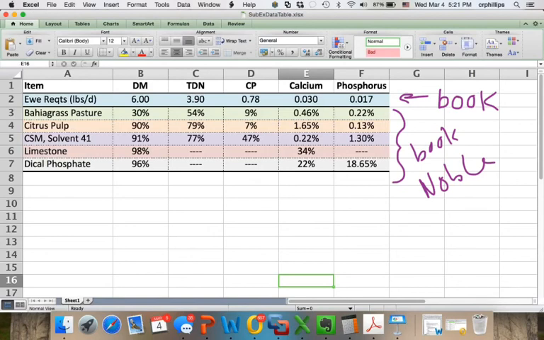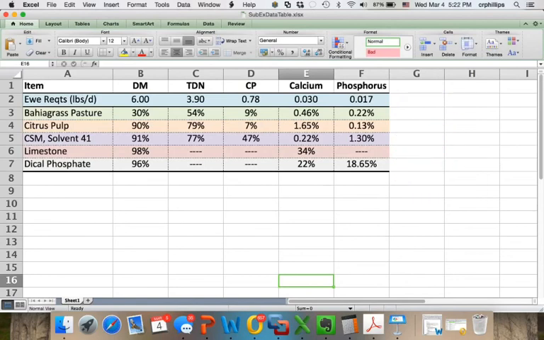I know I've forgotten a time or two some key information, but we'll work through that. So for this problem, we're going to be continuing in the next video, solving for these ewes' requirements using the Bahia grass pasture, possibly the citrus pulp, possibly the cottonseed meal, limestone, and dical. Those are what we have available to us. We may or may not use all of them, just to make sure you're clear on that. Alright, we'll move on to the actual problem in the next video.